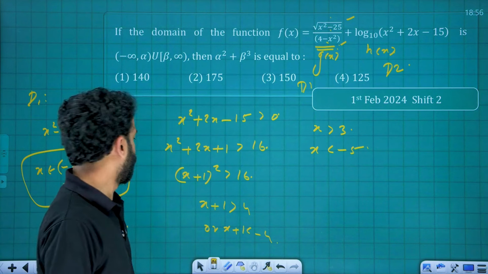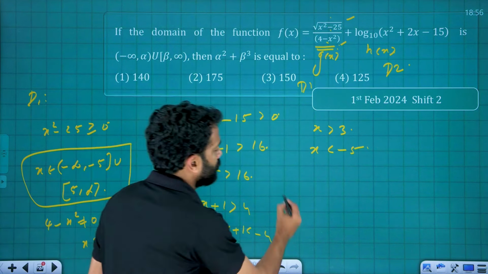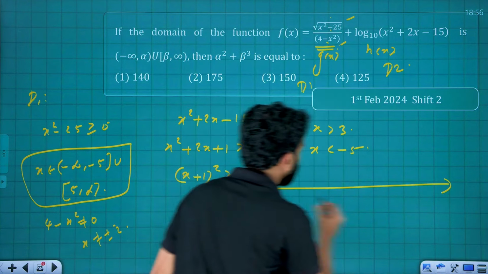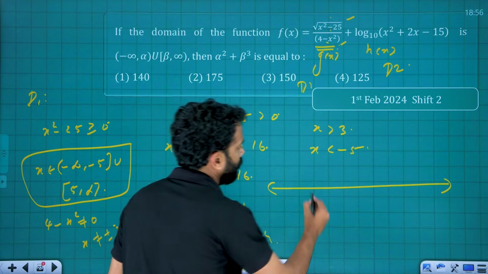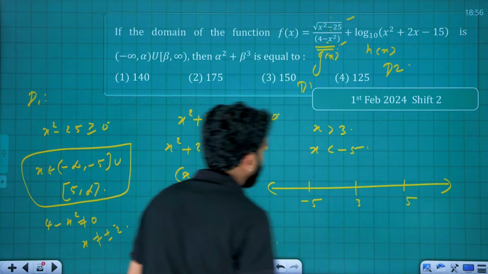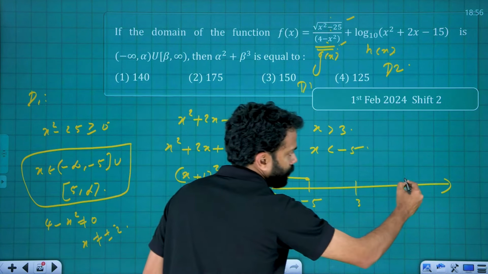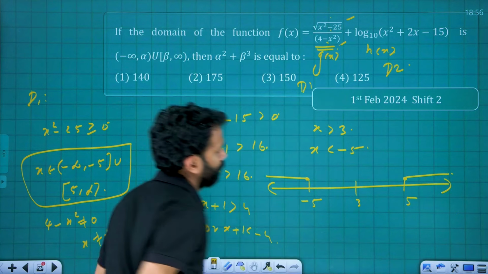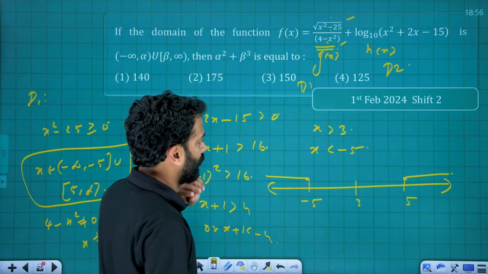Therefore, we need to draw a graph here that can be arranged. We need to plot every point here like minus 5 and 3. Closed interval minus 5 to infinity means from this to here and here to here. Greater than 3 means greater than 3, and less than minus 5.